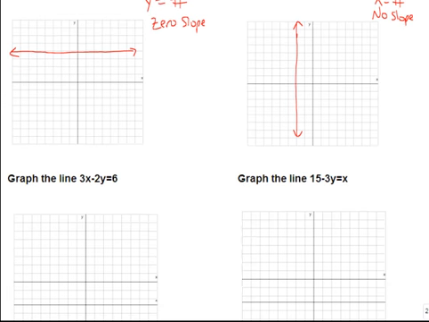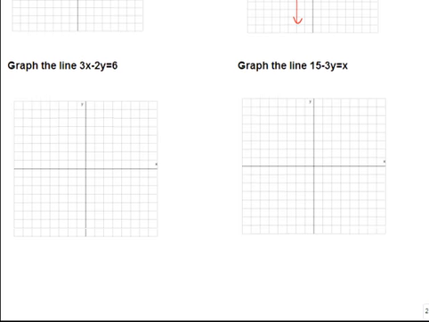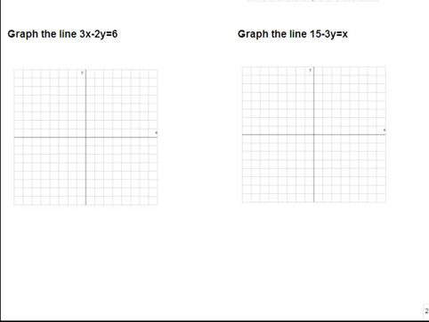Okay? In our last 2 examples, we're just going to practice one more time graphing these lines, and I'm going to do these in a couple different ways. So this first one here, 3x minus 2y equals 6. When I see a line in this form, this is actually called standard form, where you have a constant a times x plus b times y equals c, where the x and the y are on the same side of the equation.